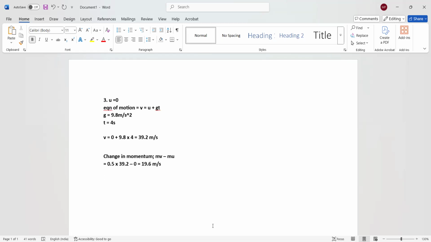Next question is, in which case will there be a larger change in momentum of a 2 kilo object: when a 10 N force acts on it for 1 second, or when a 10 N force acts on it for 1 minute? Calculate the change in momentum in each case. So, fourth question.